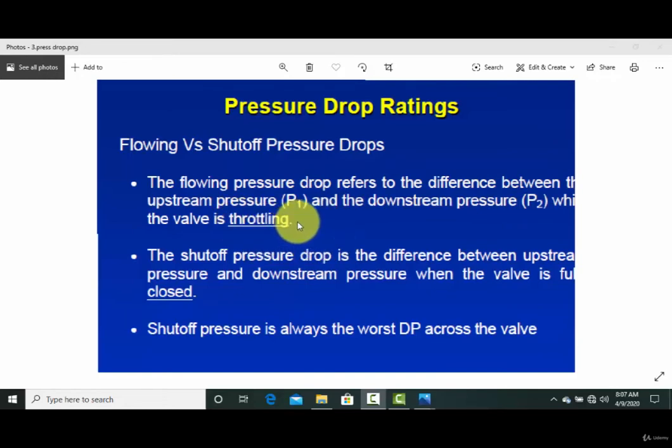Valve throttling means it may be any position between minimum and maximum conditions. So the difference will be changing. How it will change we will see in the next throttling.